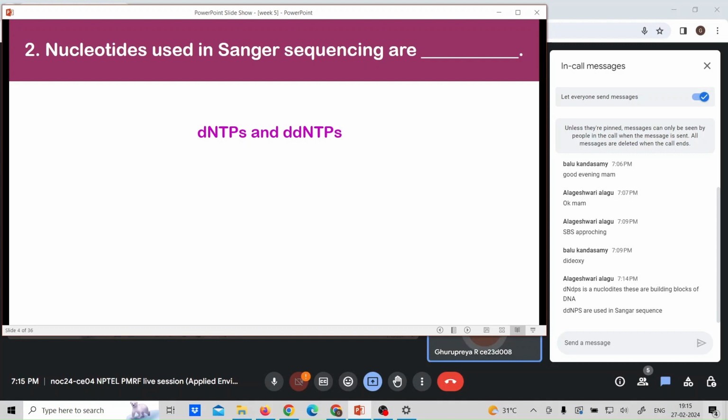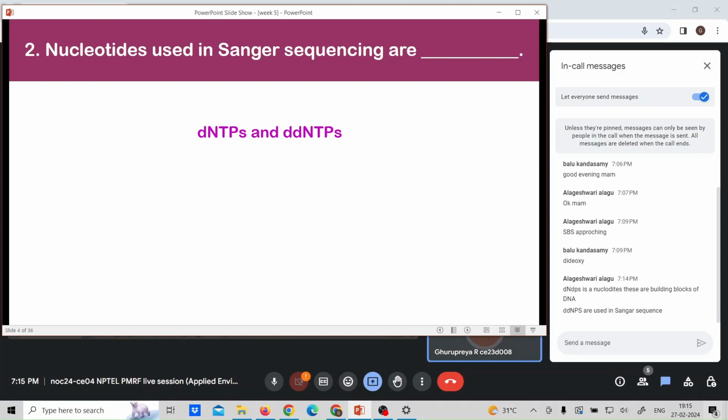Whereas in the case of ddNTPs, dideoxy means in some other position also the OH is replaced by H. So that is the third position. So basically in dNTPs, we have the deoxy group in the second position. In the ddNTPs, we have deoxy in both the second and third positions. So that is the structural difference between dNTPs and ddNTPs.